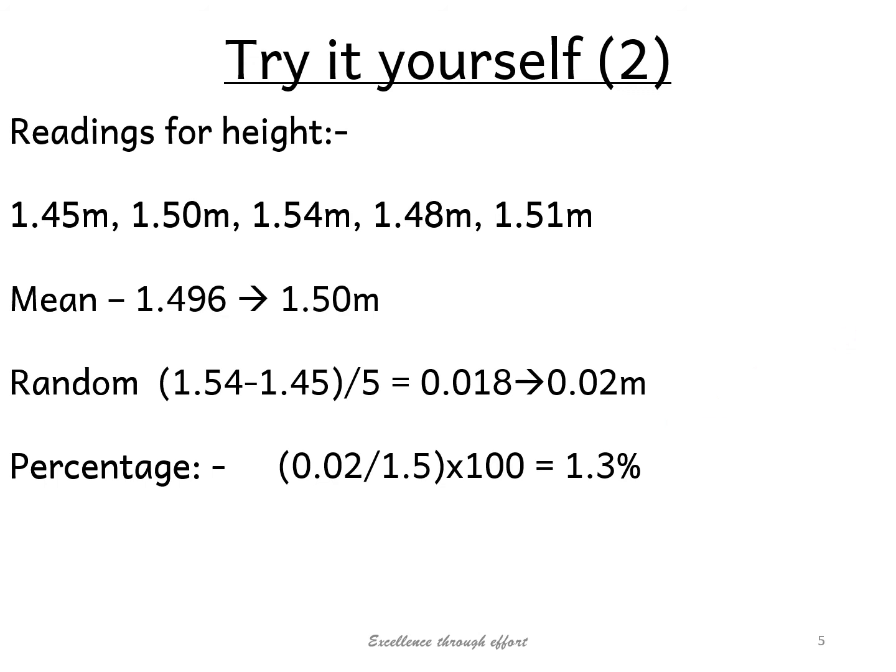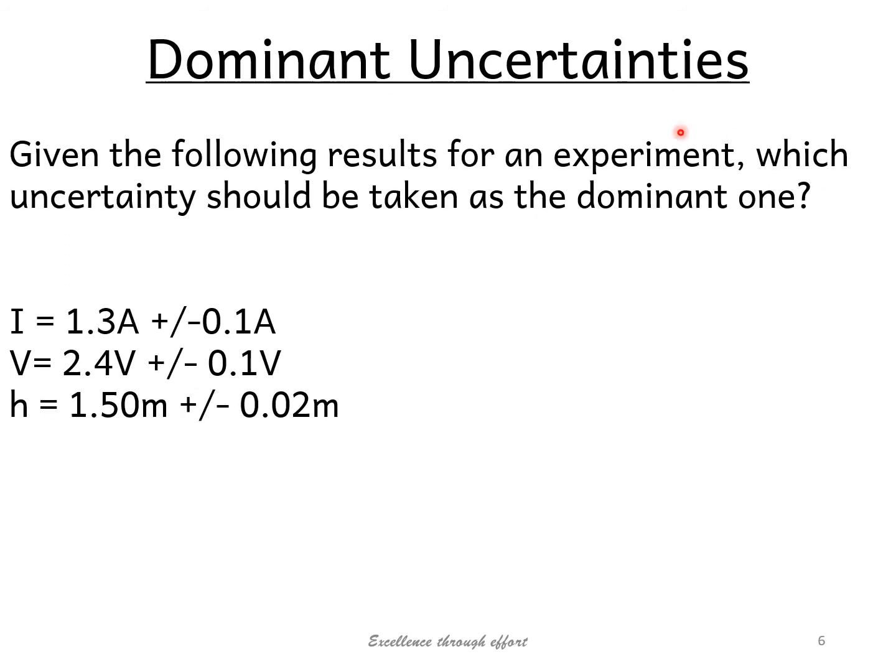Okay, so hopefully by this point you are pretty confident with it. Let's move on and look at the next bit, which is dominant uncertainties. So, given the following results for an experiment, which uncertainty should be taken as a dominant one? Now, why am I talking about dominant uncertainties? Well, the name itself kind of tells you if something is dominant, it means it's sort of in charge. It's sort of like the one that has the most influence or the most impact. So when we're trying to combine uncertainties, and I've made up an artificial example, the argument goes that the one which has the biggest uncertainty must have the biggest influence.